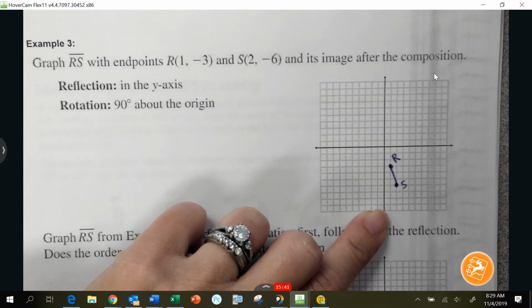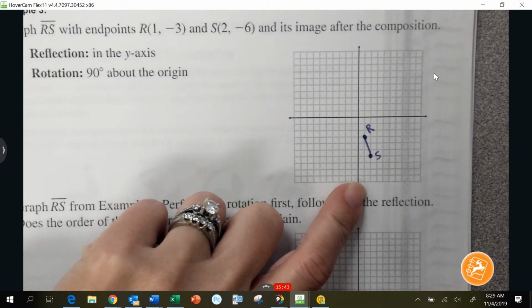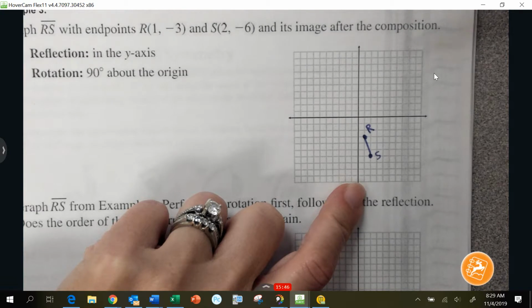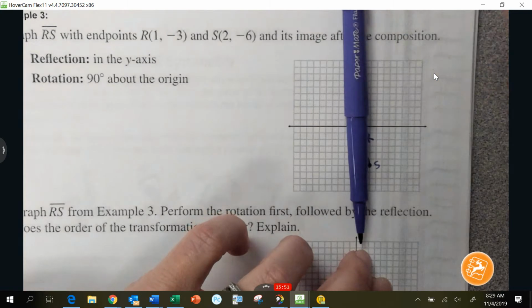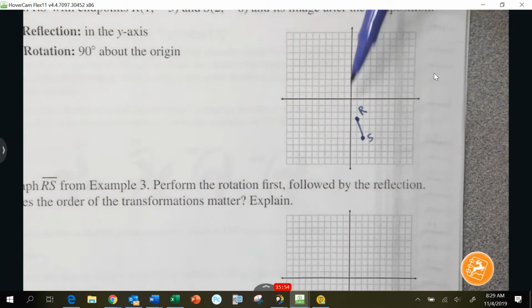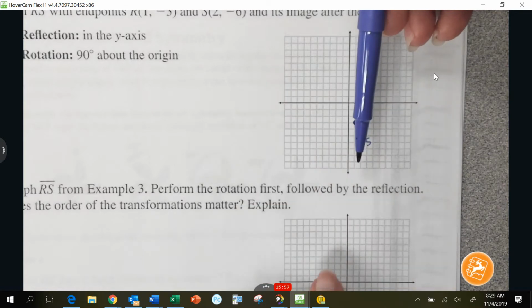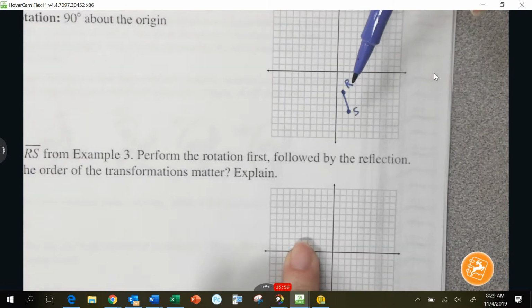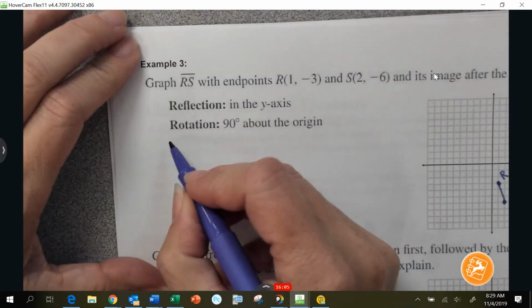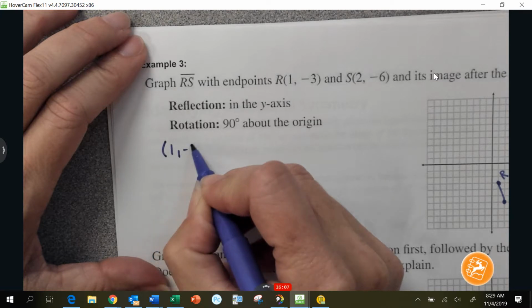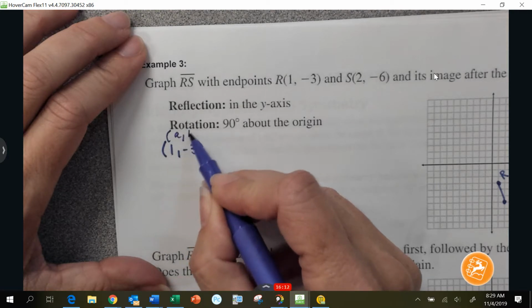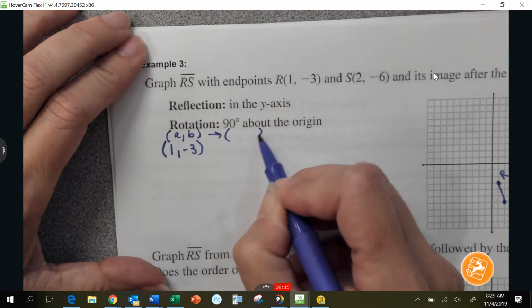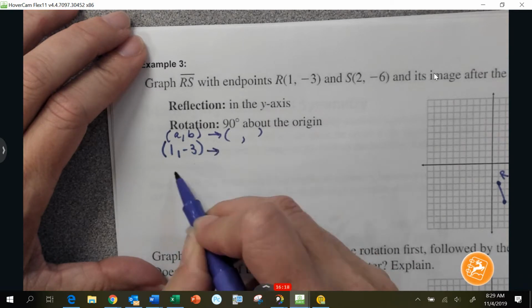So I've got RS. It says we have to reflect in the y-axis. I'm trying to make that skinny. If I'm reflecting in the y-axis, that means going over the y-axis. If I'm reflecting in the y-axis, what changes about the ordered pairs? This is one you don't have to memorize, because you can look at it and figure it out if you just use some common sense.